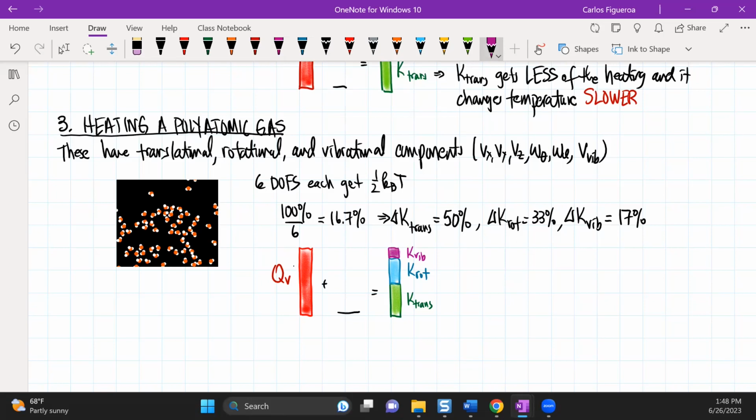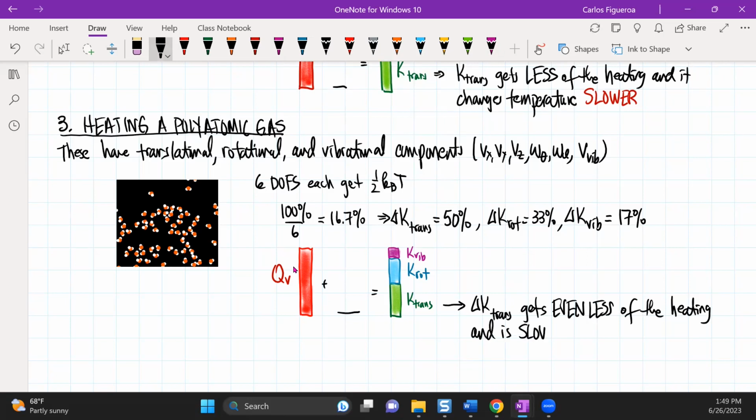So what you're seeing here is that now when you look at this guy, you could say that K translational gets even less of the heating and is slowest to heat up, to change temperature.